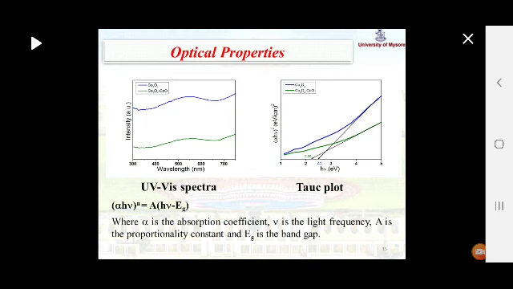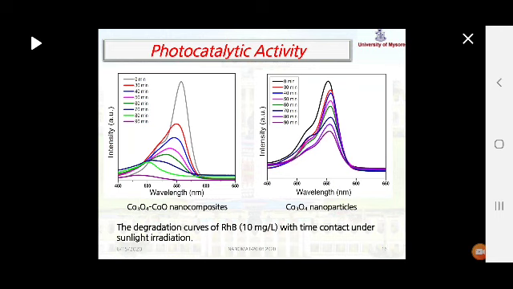UV spectroscopy was done to determine the band gap of the catalyst. For the pure one, it showed a band gap around 2.5 electron volt, which is a little bit large. For the composite, it was 2.25 electron volt. The activity of the composite was studied for photodegradation of rhodamine B under sunlight. The composite shows 96% dye removal within 90 minutes, whereas the pristine sample showed only 45% within the same time.